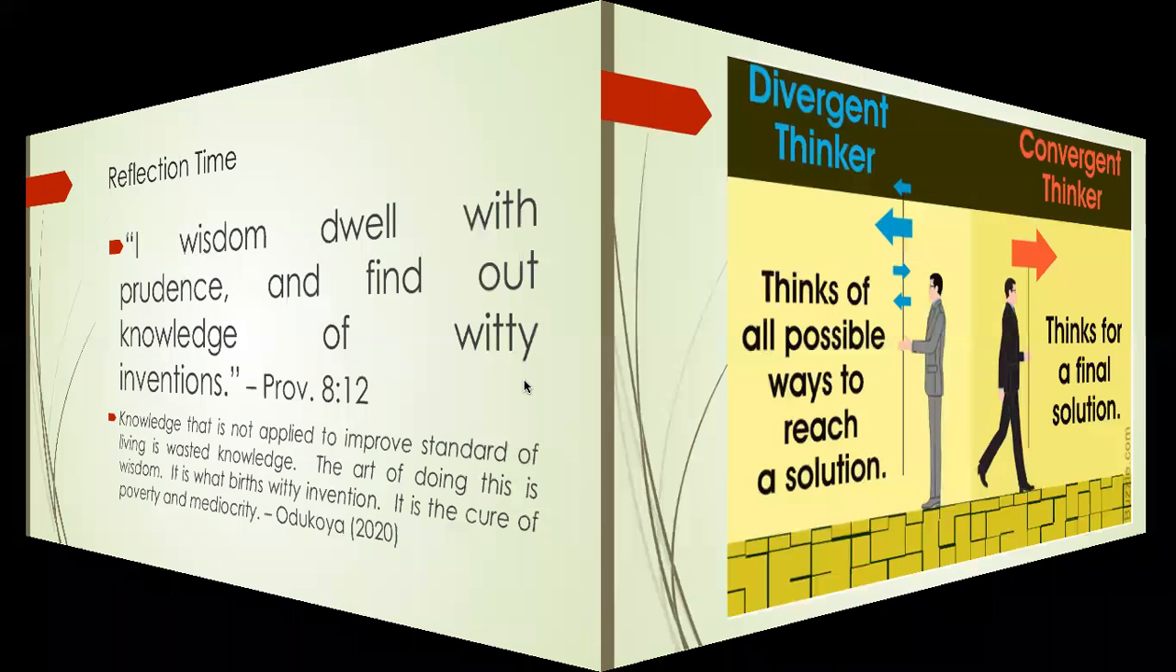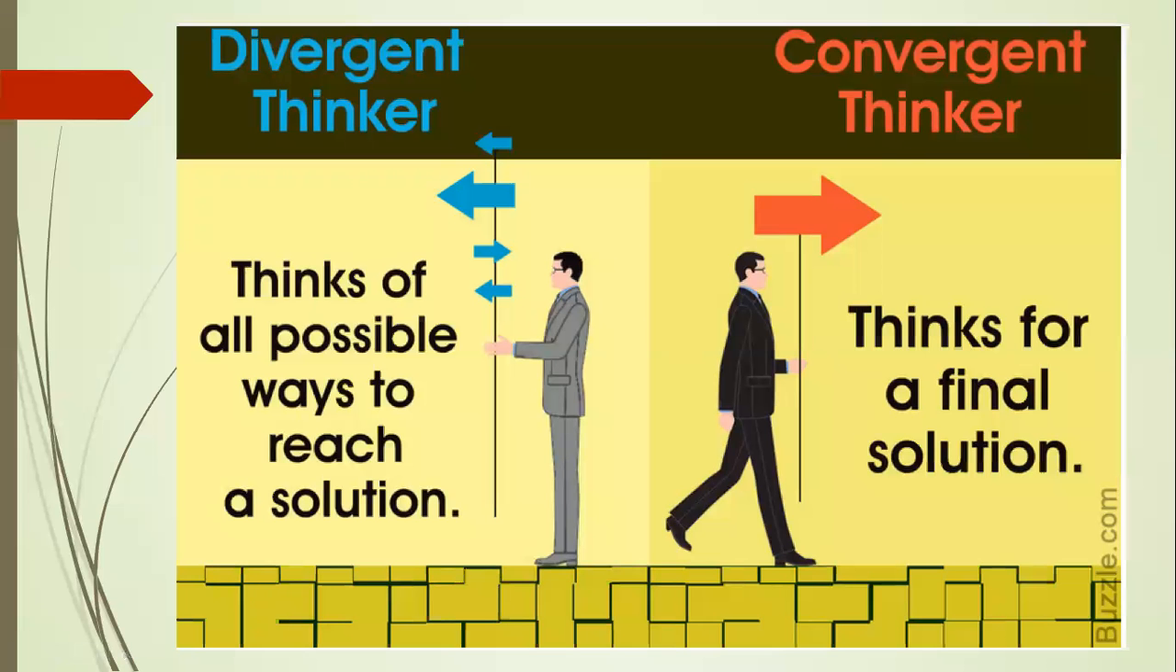So remember again, we are back to the course now. There are two classes of thinkers in the world: some are divergent thinkers and some are convergent thinkers. Divergent thinkers think of all possible ways to reach a solution, whereas convergent thinkers think of a final solution.